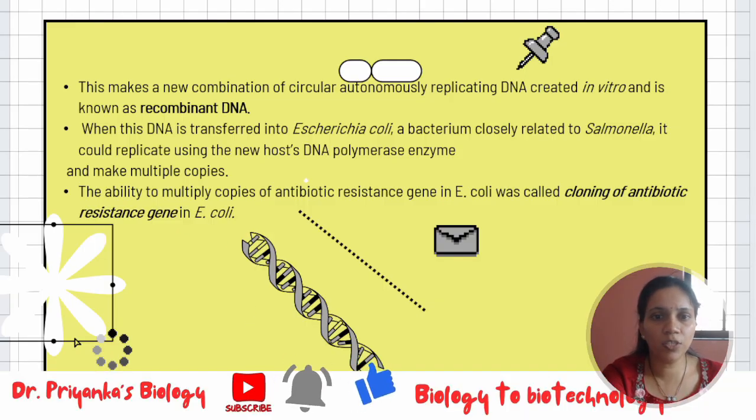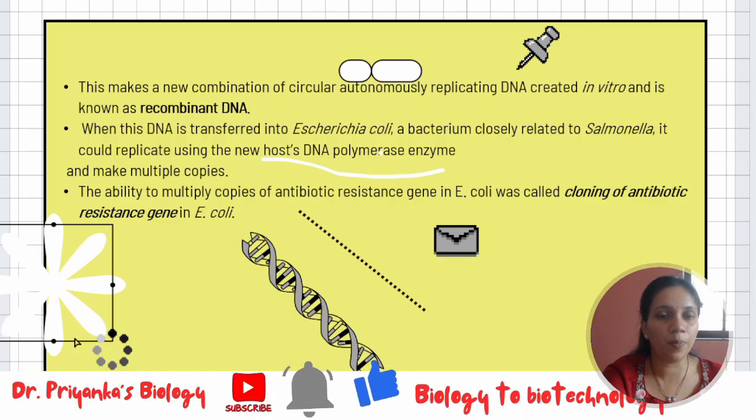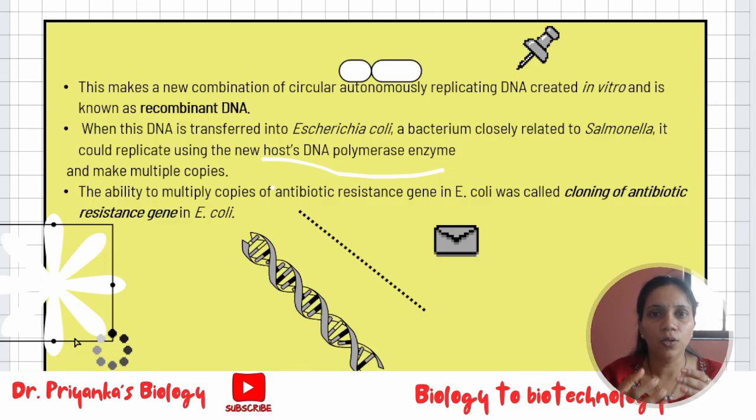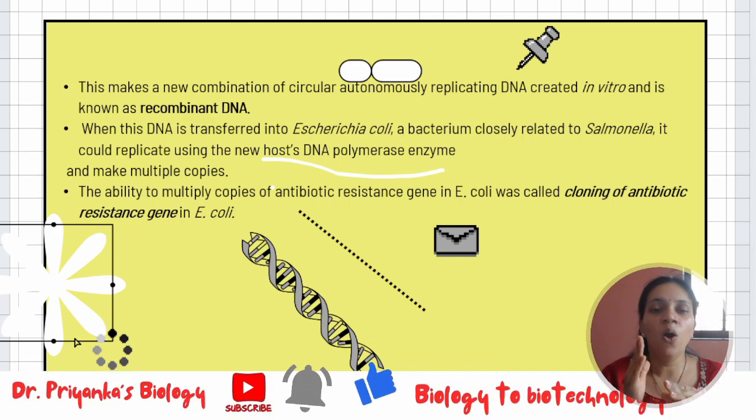Now these things we have already spoken about. When this piece of DNA is transferred into the bacterium, what will it do? It will use the host DNA polymerase enzyme and undergo multiplication, replication. And this ability to multiply, to make more copies of that particular gene, we were talking about the antibiotic resistance gene, is called cloning, and in this case it is the cloning of the antibiotic resistance gene.